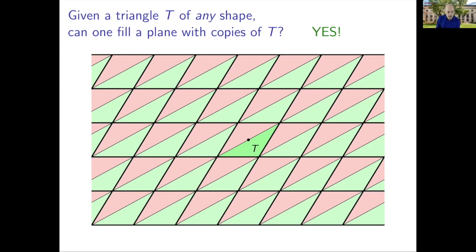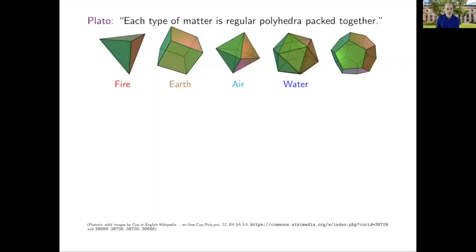But now let's move on to 3 dimensions. Instead of a triangle, we're going to talk about a tetrahedron. The ancient Greeks were interested in whether you could fill space with copies of a tetrahedron, because Plato had a theory of matter, an atomic theory, where he postulated that each of the 4 elements, which I've listed here, had its properties because it was composed of lots of microscopic regular polyhedra all packed together.